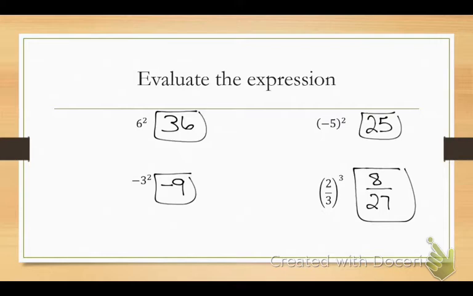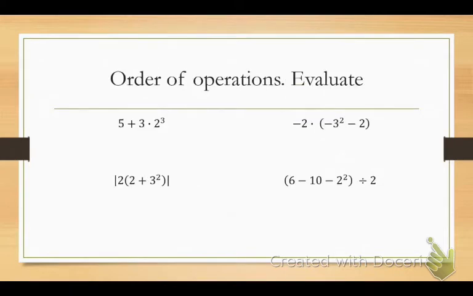Now let's do, let's see, was it order of operations next? Yeah, these, right? 5 plus 3 times 2 to the 3rd. Order of operations is so important. My order of operations says I do exponents first. So 2 to the 3rd power is 8. All right, so I would say 5 plus 3 times 8. Okay, well, what is 3 times 8? 24 plus 5 is 29.